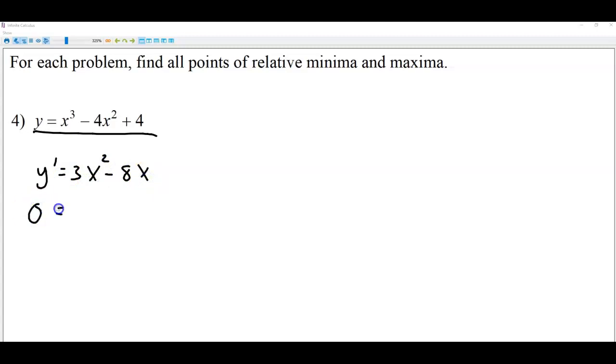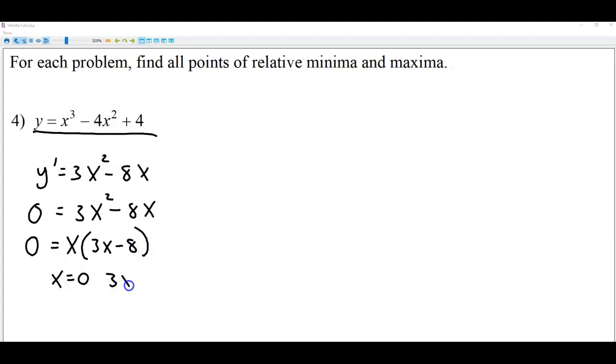We set that derivative equal to 0. And then we're going to solve. You can use the quadratic formula. I like to use factoring. In this case, I would factor out an x. You set each factor equal to 0 and solve.